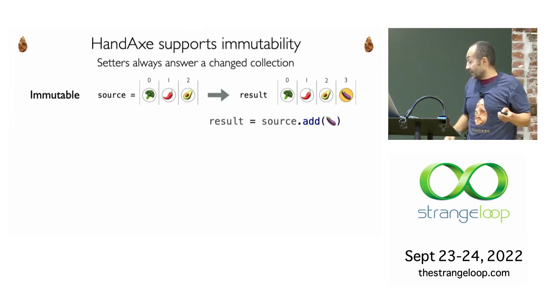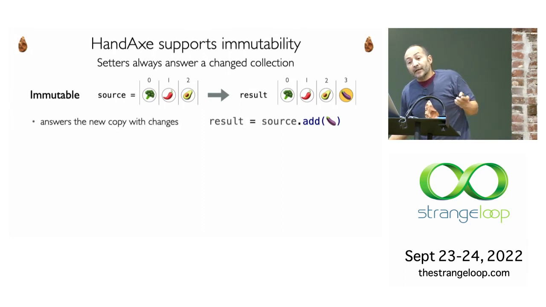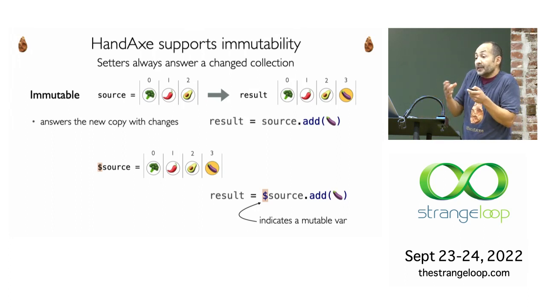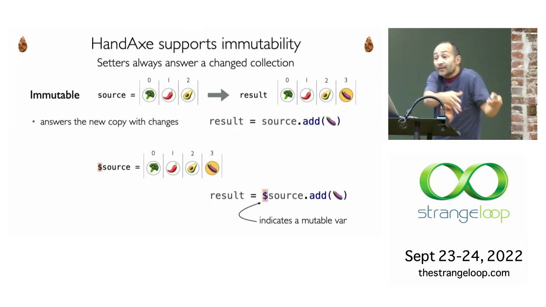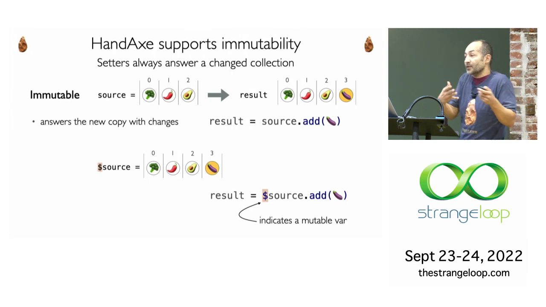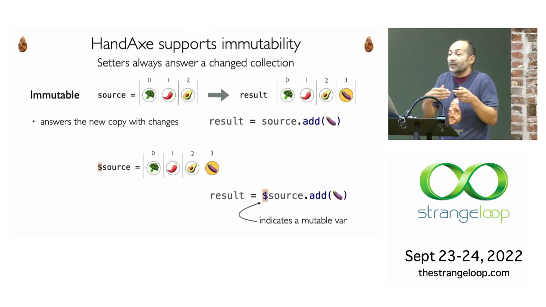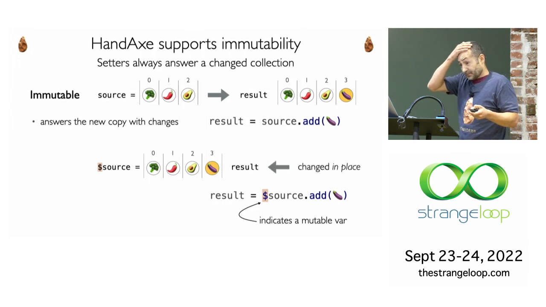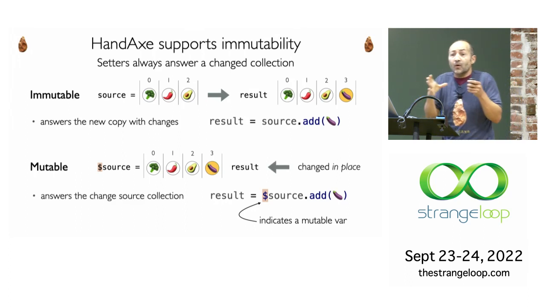This is in the immutable case. It answers a copy with the change. That's also immutable. Now, in the mutable case, let's say this array is mutable, it's going to change it in place and return that same thing. It's always returning a list in this case. It'll always return the instance or the same type of the thing. And yeah, so this is how we do this.